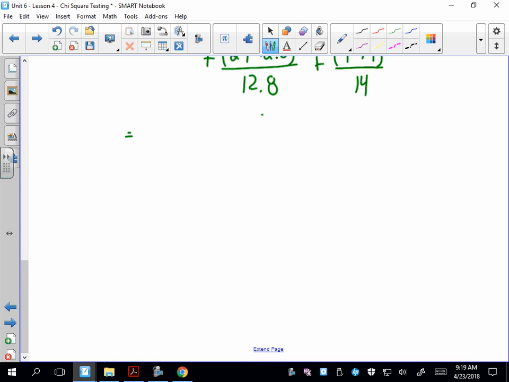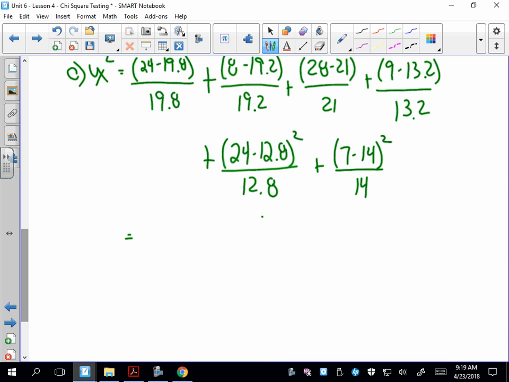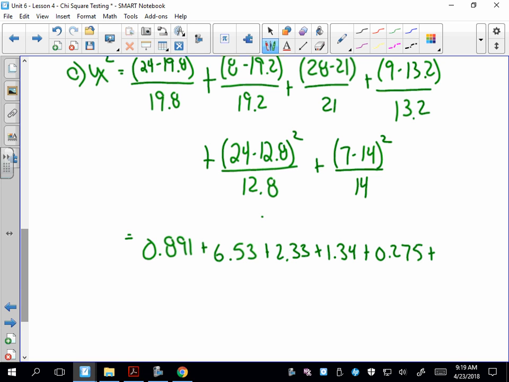And the numbers we should get are, for the first one, 0.891 plus 6.53. There was a big difference in those two. Plus 2.33, 1.34, 0.275, and 3.5. Again, a big difference in that last one. Add them all up, and you should get approximately 14.866. There's my chi-squared value.